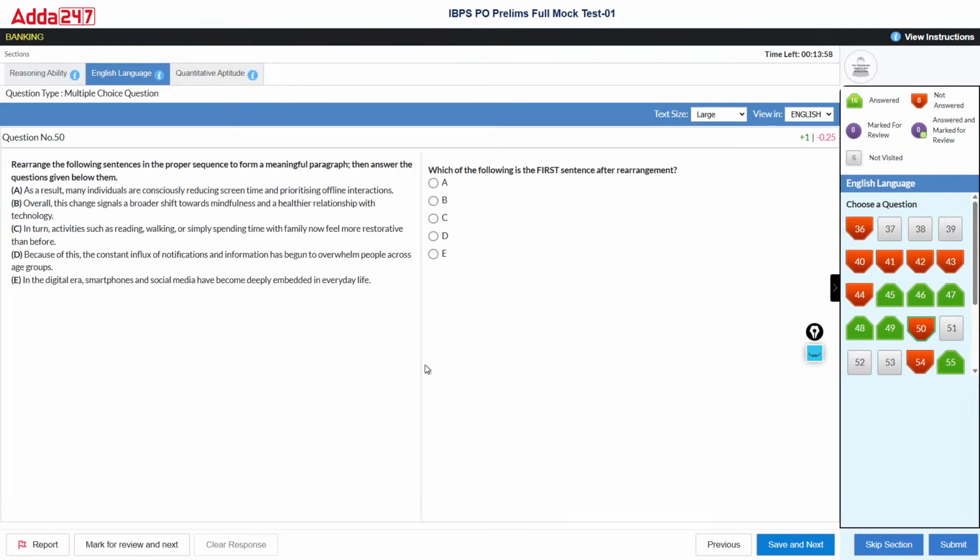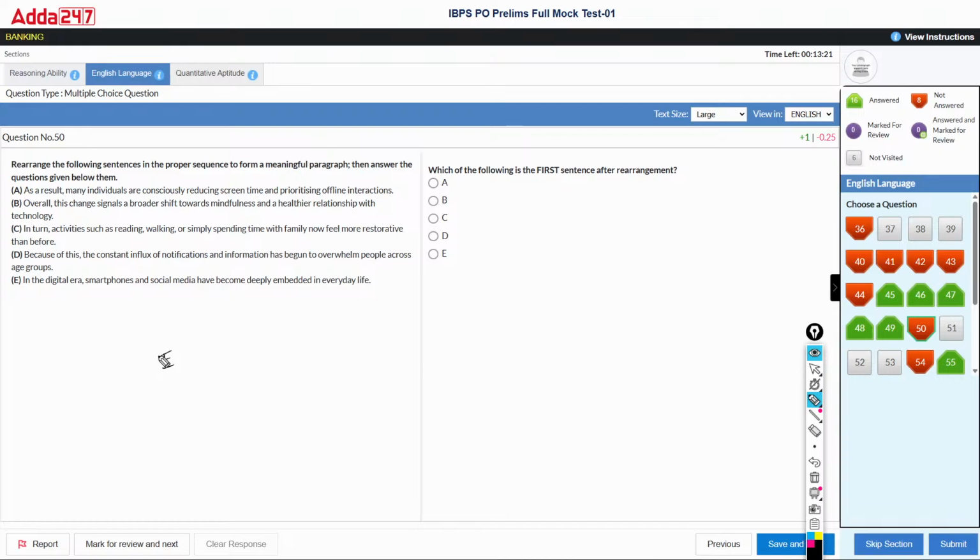The PQRS. As a result, overall, in turn, because of this, I think E to start with, without any hesitation. In the digital era, smartphones and social media have become deeply embedded in everyday life. Because of this, the constant influx of notifications and information has begun to overwhelm people across the age group. In turn, activities such as reading now feel more restorative than before.